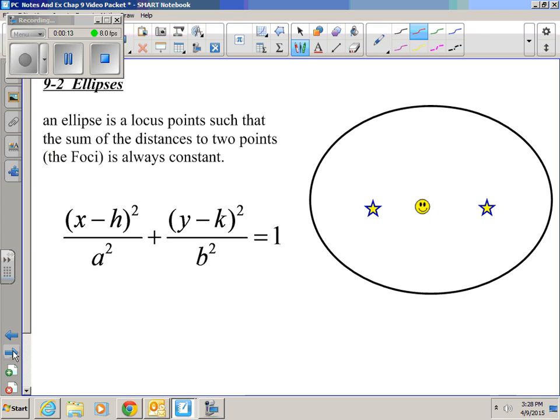If you remember, our equation for the ellipse looks like this. There's a big plus sign right there because we were adding two distances. And don't forget that h comma k is our center point.